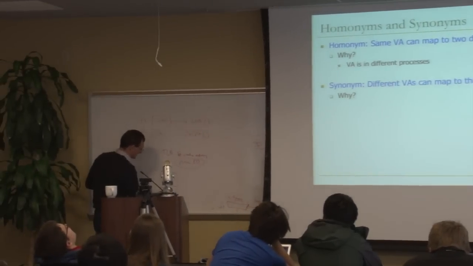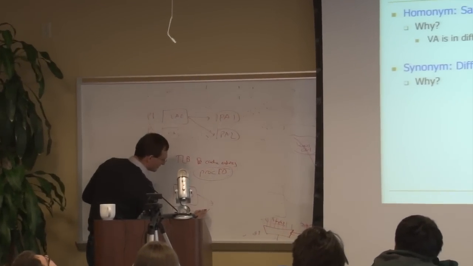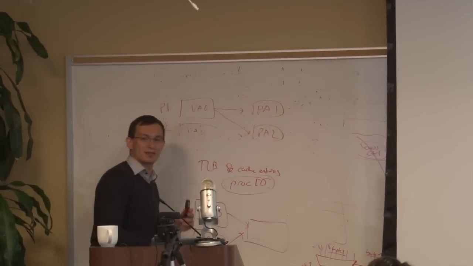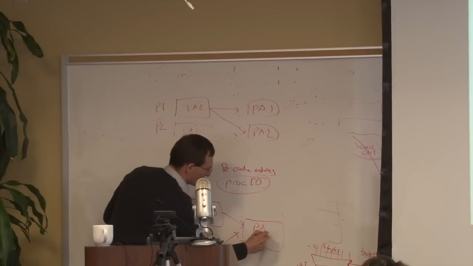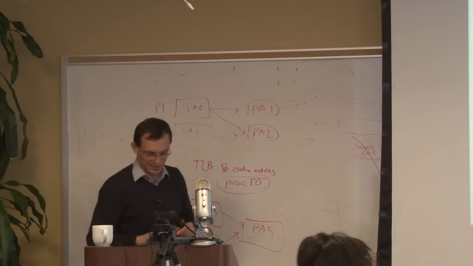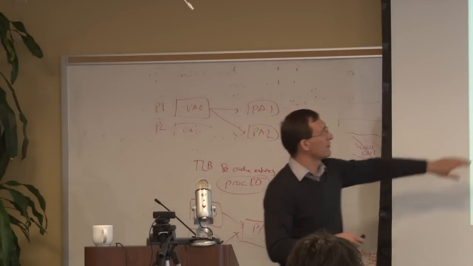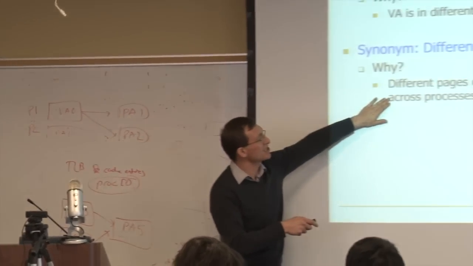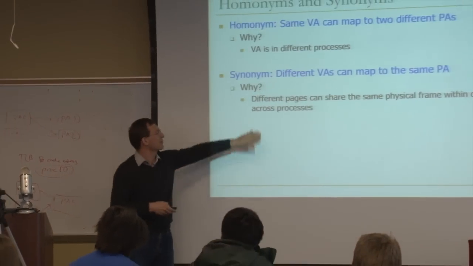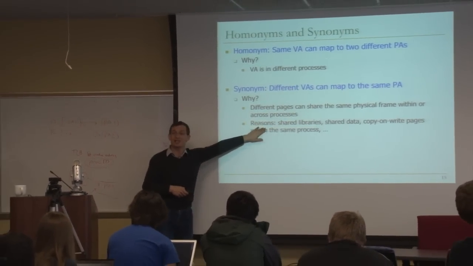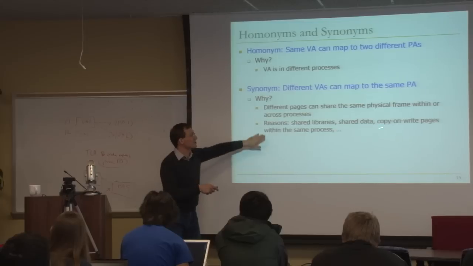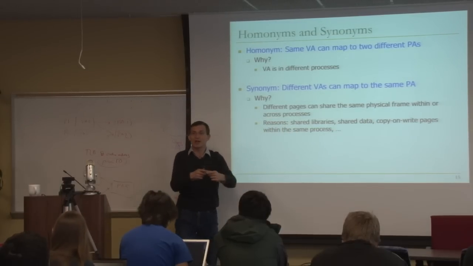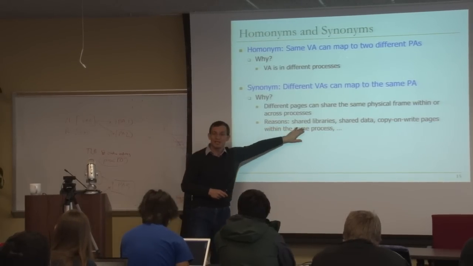That's right. Yes, that's basically one way of implementing memory mapping, right? Physical address 5, let's say. There are many reasons for this. First of all, different pages can share the same physical frame within or across processes. For example, you can have shared libraries across different programs. You can have shared data across different programs. You can have copy on write pages.